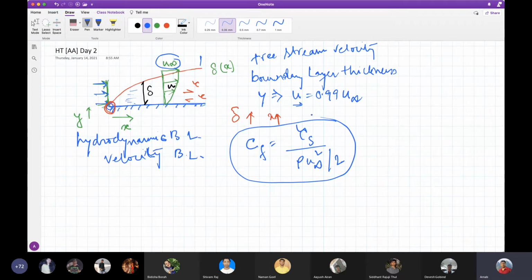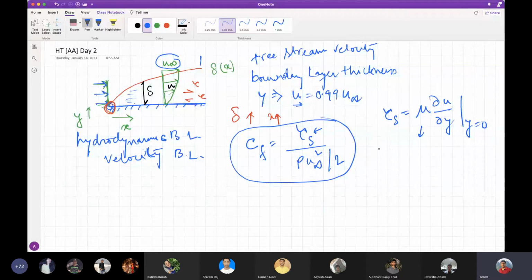Now, if the fluid is Newtonian, then the surface shear stress we can calculate from the knowledge of the velocity gradient at the surface, because this quantity we have to understand. For Newtonian fluid, we write tau s equals mu du/dy at the wall, where mu is called the dynamic viscosity.